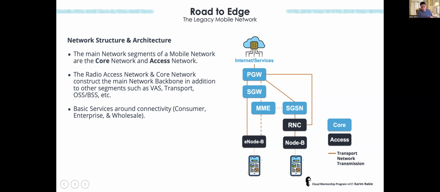But the access is usually the Node Bs, the eNode Bs, and for 5G, the gNode Bs, and whatever consolidates that kind of radio interface, like the RNC. I excluded 2G for sure because it's too old. So usually that domain, the access, covers the RNC, the Node Bs, the eNode Bs and gNode Bs.